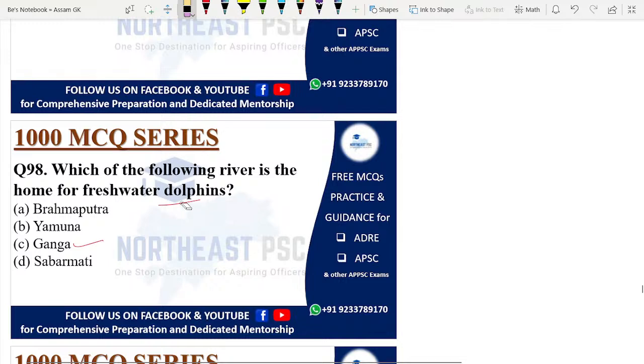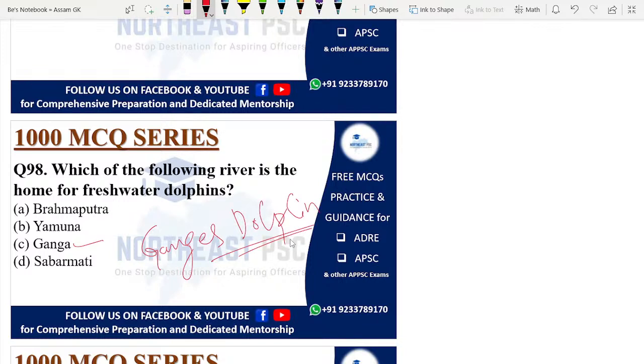It is also known as Ganges. We call it the Ganges dolphin. There are different ways of pronunciation. The Ganges dolphin is a freshwater dolphin found in the river Ganga. And if we are talking about the Ganga dolphin, it was first discovered in the year 1801.